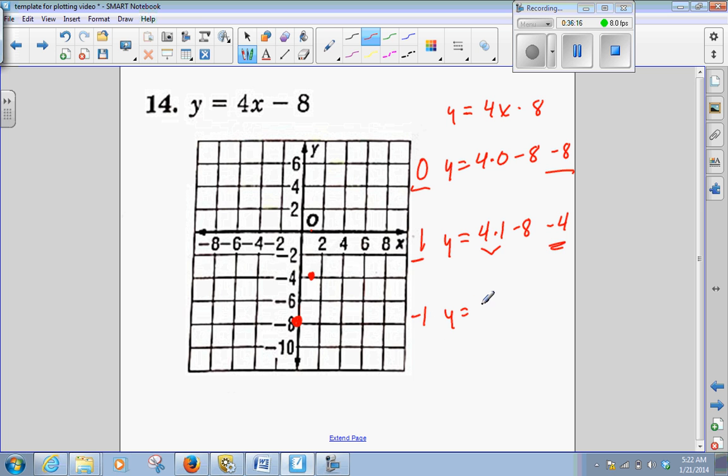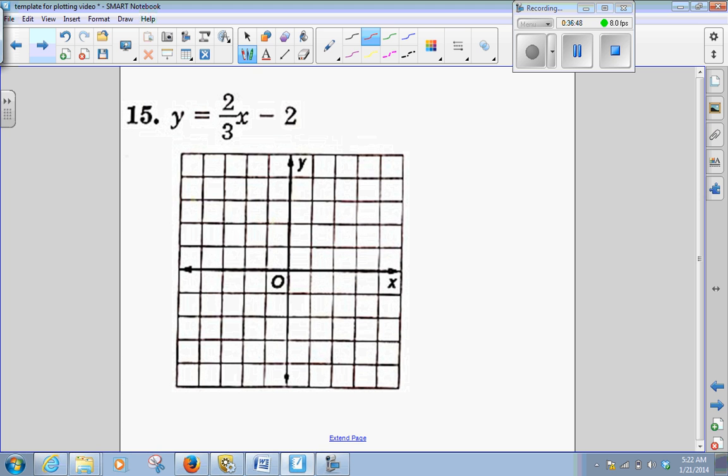So y equals 4 times negative 1 minus 8. 4 times negative 1 is a negative 4. Negative 4 minus 8 is a negative 12. So I'll go over. So negative 1, negative 12 is another solution. So go over to the left, negative 1, and then down to the negative 12. They do form a straight line. Well, as straight as I'm graphing it anyway. So I know I probably did it right.